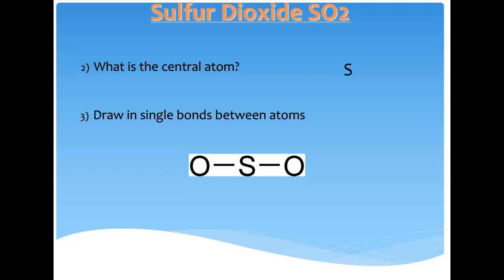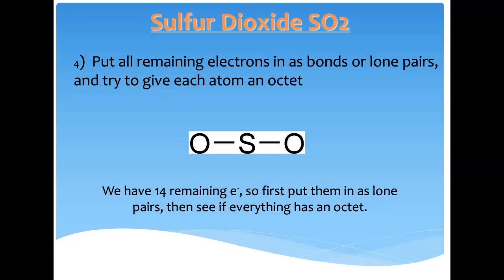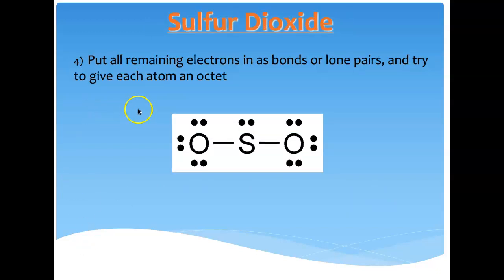Keep in mind that as we do that, we had 18 valence electrons, and now we would subtract 4. We're going to subtract 4 and have 14 valence electrons because this is 2 valence electrons and this is 2. So after we put in those bonds, we now have fewer electrons to worry with. All right, so now that we have 14 left, we're going to put them in as lone pairs. So let's take a look. 2, 4, 6, 8, 10, 12, 14.